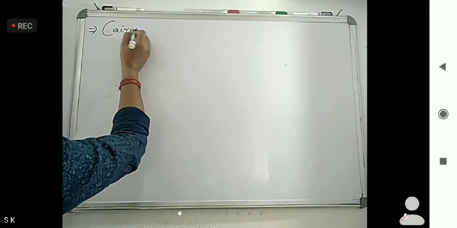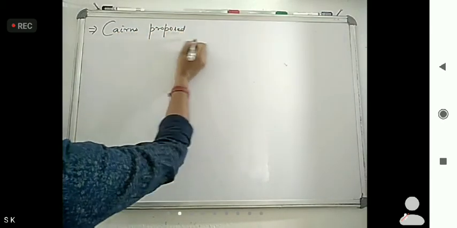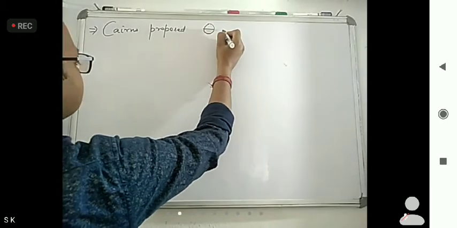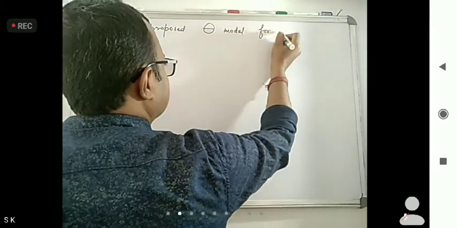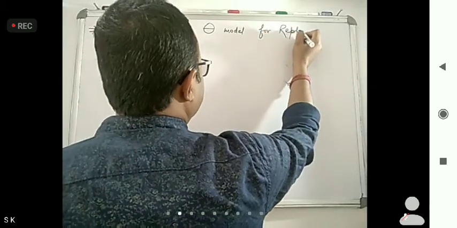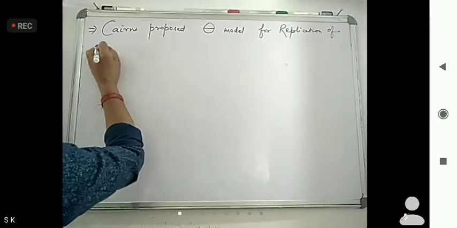Cairns proposed the theta model for replication of DNA.